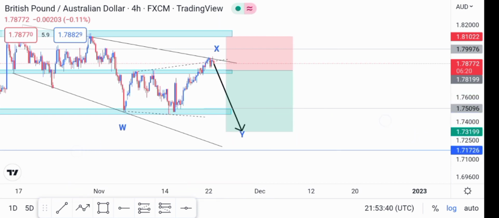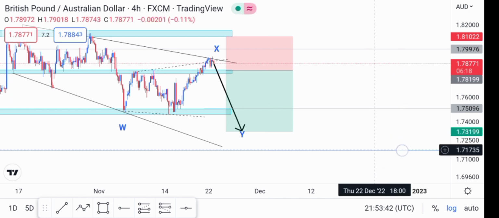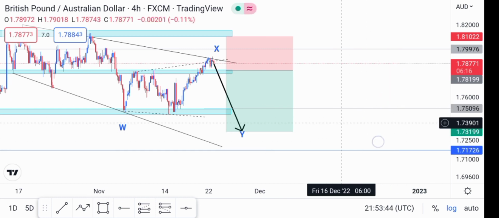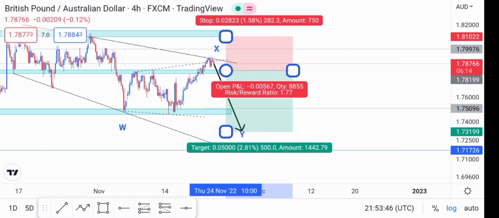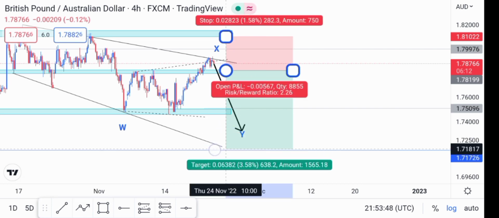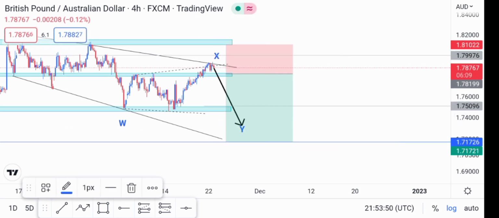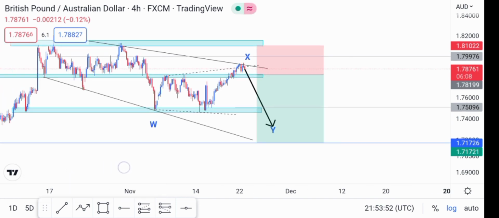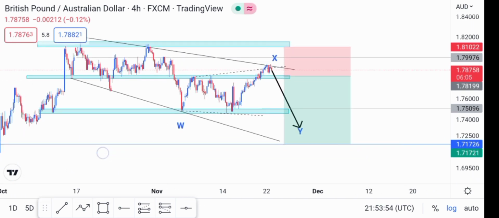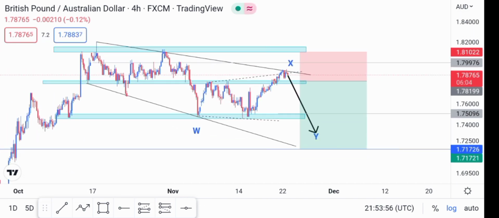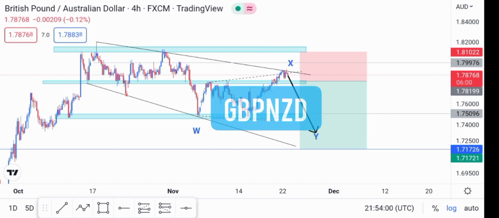And if you look closely, this level right over here is well respected. So there's a possibility that the market could push to the lower side up until right over here. So a lot could happen. Yeah, then I think that'll be all for GBPAUD. Let us move to GBPNZD.